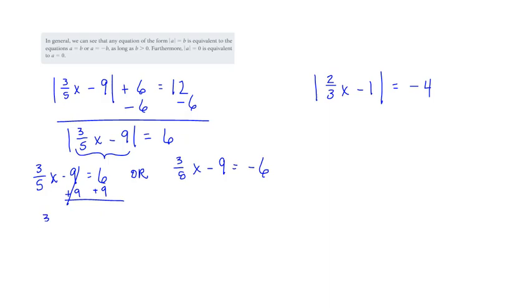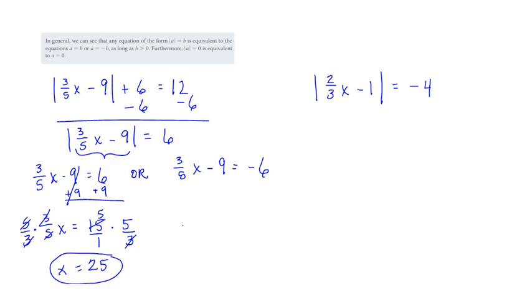First thing I'll do is slide that 9 on over, so let's add 9, add 9. I'll have 3/5 x equals 15. Getting rid of this fraction, I'm going to multiply both sides by 5 over 3. X equals, let's see, these are fractions, so 3 goes into 15 5 times. 25 is a possible solution. I'll want to check that, but it's going to work.